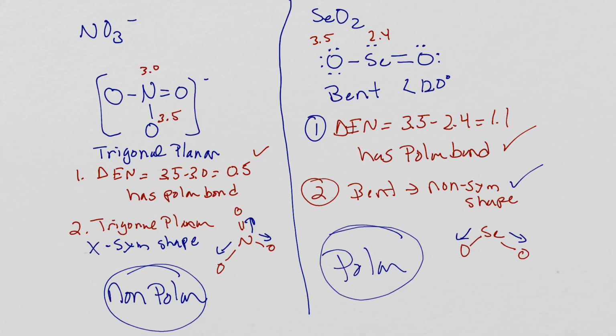All right, so that concludes what we want to talk about. The overall picture is we want to be able to take a single molecule and take it through the whole process. We want to be able to look at a molecule, draw its Lewis structure, determine its molecular shape, and based on those ideas, determine whether it is a polar or non-polar molecule.